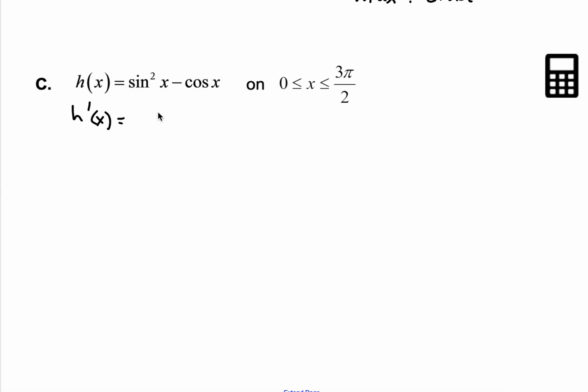The derivative of this function is going to be 2 sine x times cosine x, the chain rule, minus, and then since it's already a negative, we're going to use plus sine of x. We make this equal to 0, and we try to simplify this a little bit further. We could take out a sine x from both terms.